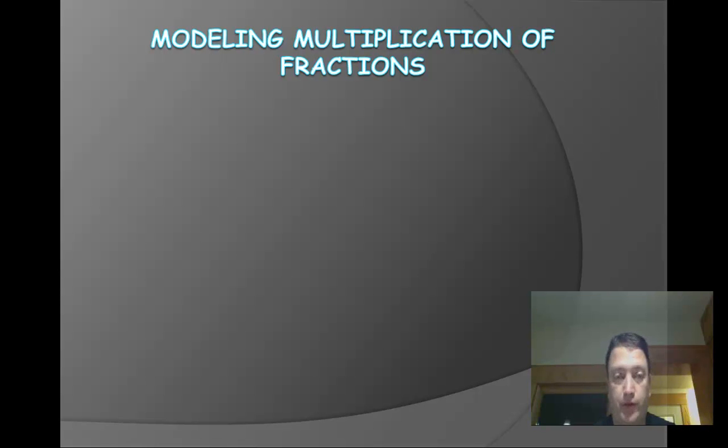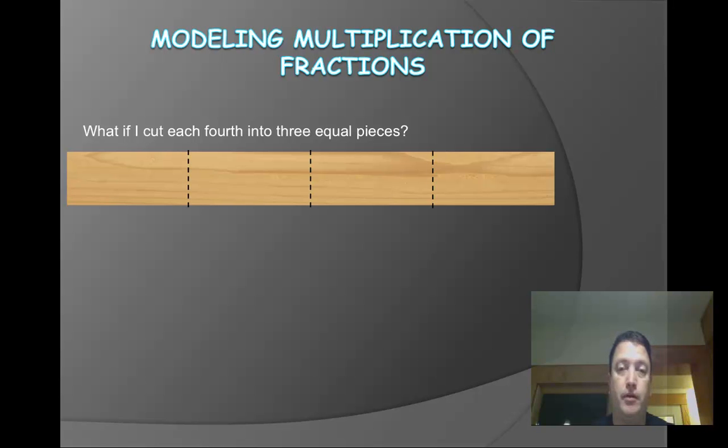Let's look at a couple more examples like that one. We're going to keep the board the same. Let's say I take that same board and start with it in fourths. Now I'm going to cut each fourth into 3 equal pieces. How much is this going to be worth? Again, let's cut the rest of those sections up like that. So I've got 3 in each section now. 3, 6, 9, 12. And I've got one of those, so 1/12. So when I look at this fraction multiplication problem, I've got 1/4 times 1/3 equals 1/12.